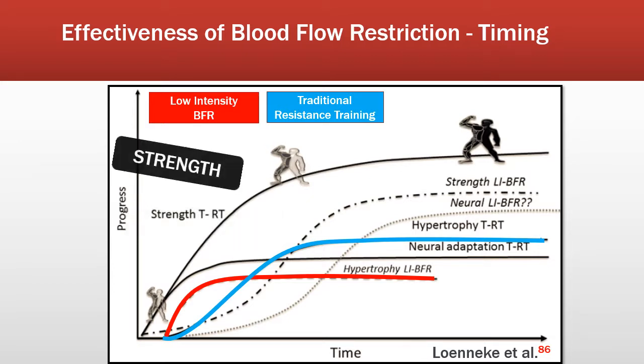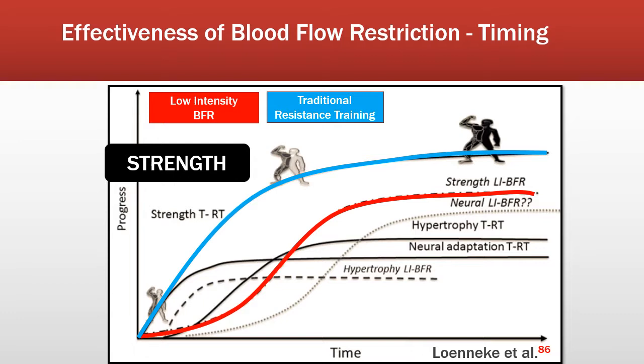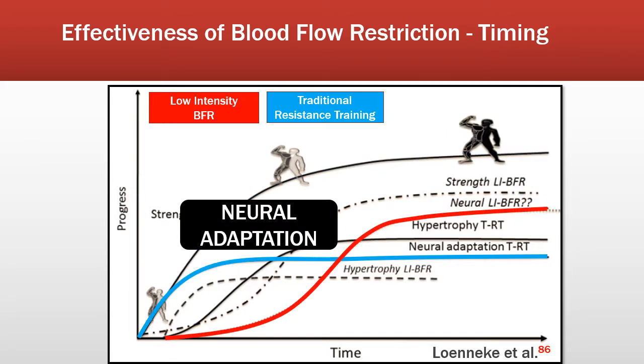If we now look at strength, we actually see an opposite effect, where traditional resistance training rapidly increases strength in comparison to the strength adaptations of low intensity blood flow restriction. And in comparison to the neural adaptations, very similar to that of the strength, we can see that the neural adaptations of traditional resistance training rapidly increase compared to that of low intensity BFR. Thus, the take-home really here is the fact that traditional resistance training, if plausible, is going to be better for strength and hypertrophy in the long term.